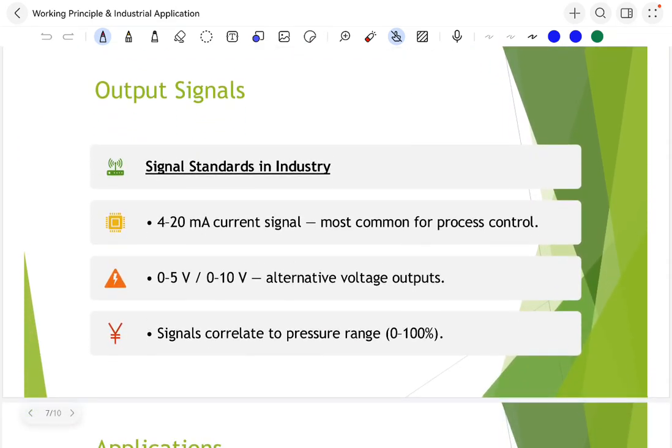The output signal, basically, is a signal standard in the industry. We've got the 4 to 20 mA current signal, most common for process controls. And then we've got the 0 to 5 voltage, or the 0 to 10 voltage alternative voltage output. And then we have the signals correlate to pressure range between 0 to 100%.